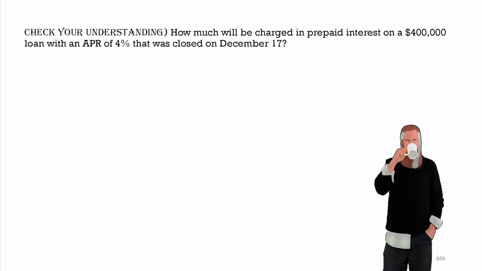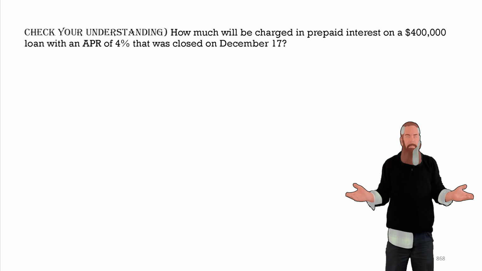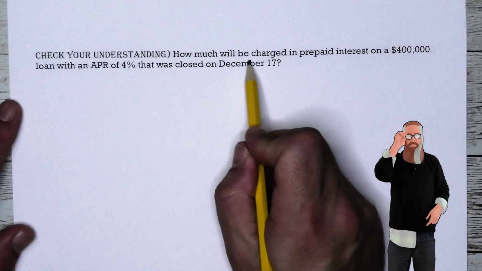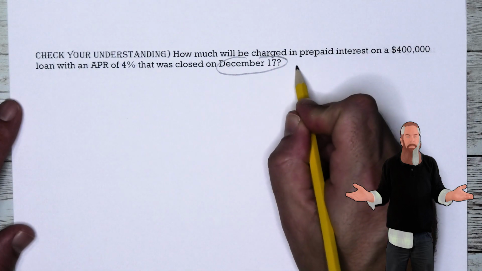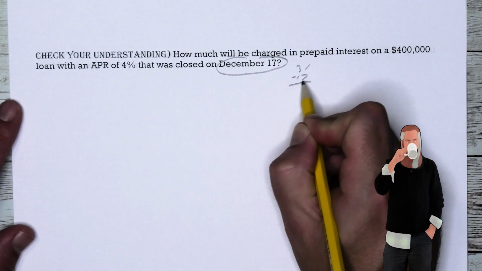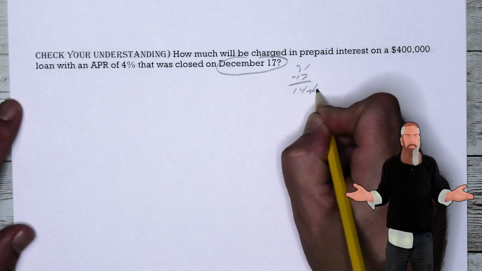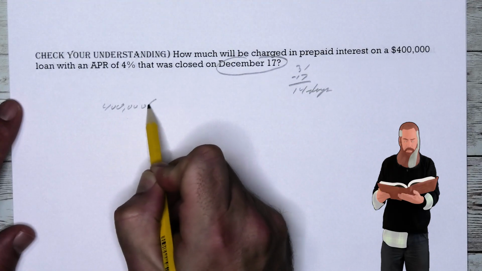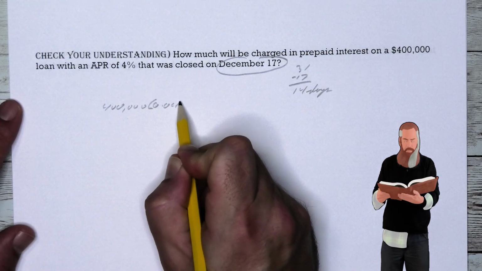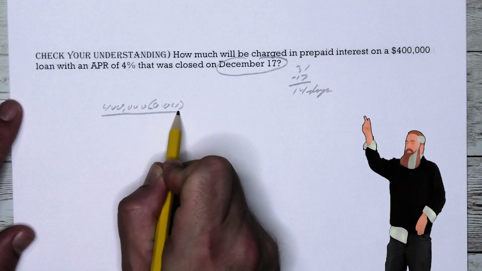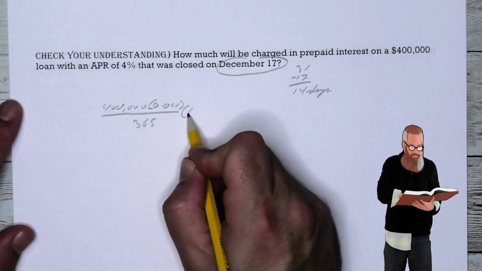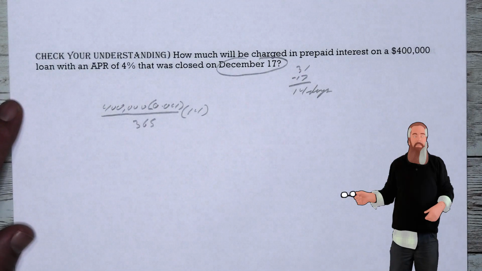Let's check our understanding of this. How much will be charged in prepaid interest on a $400,000 loan with an APR of 4% that closed on September 17th? Let me start by saying there are 31 days in December minus the 17 days, which gives us 14 days that they're going to need to pay interest on. So if they had a $400,000 loan and they were paying 4% interest, which is 0.04, we're going to figure out the daily amount, so 365 is what we're going to divide it by. We then multiply all of that by the 14 days that they have to pay the interest for.